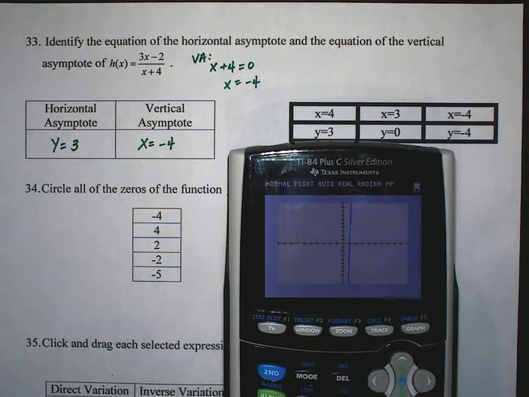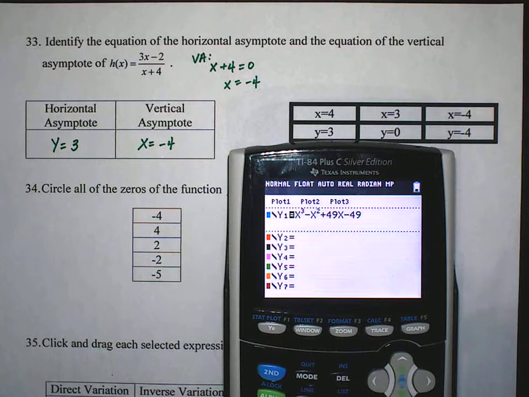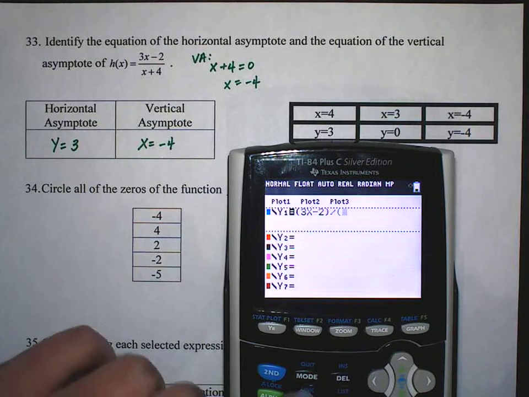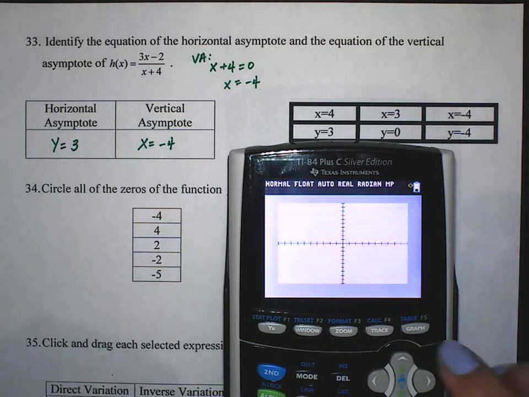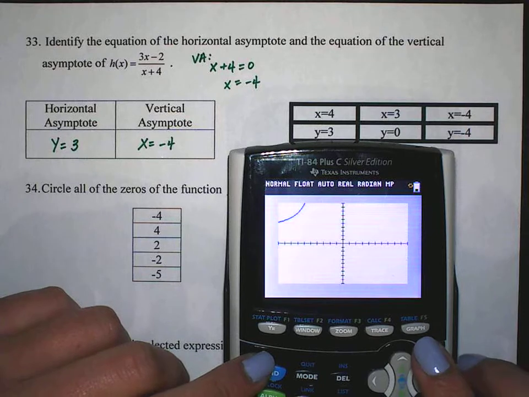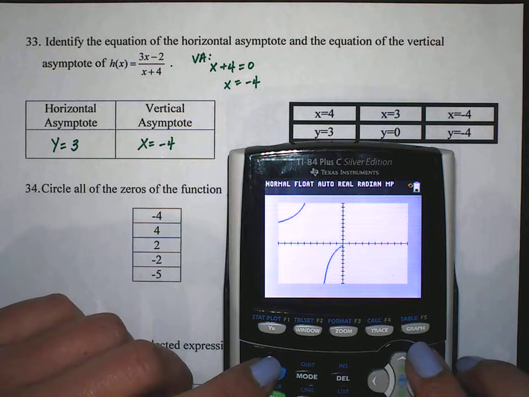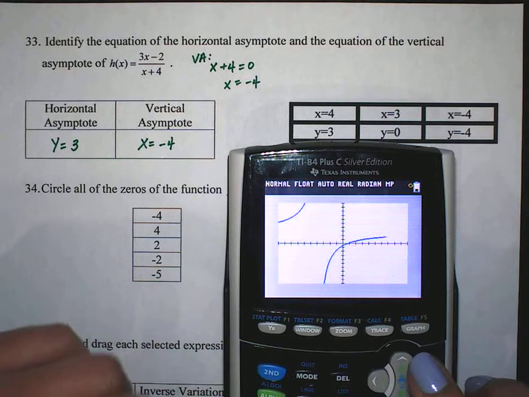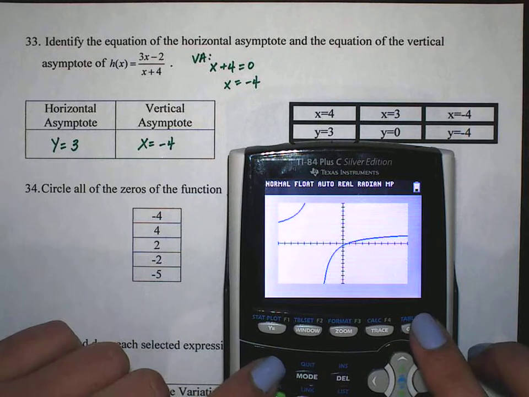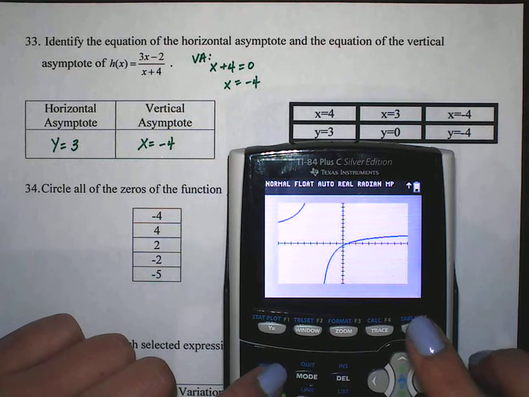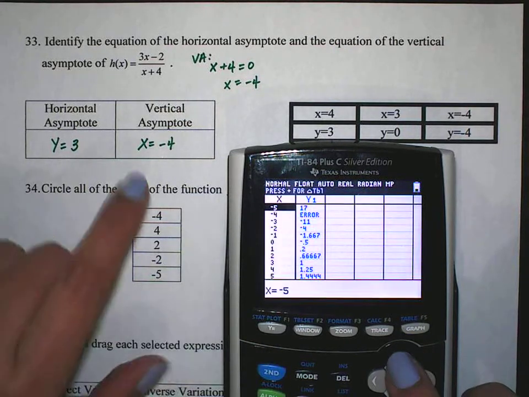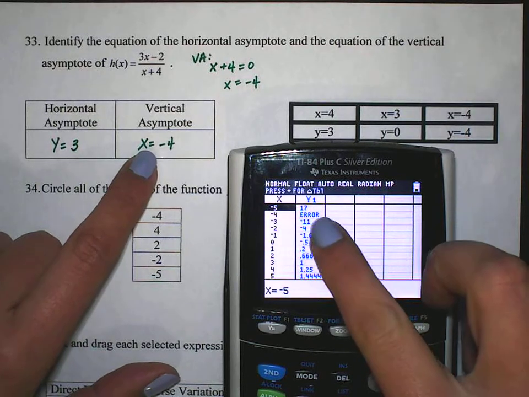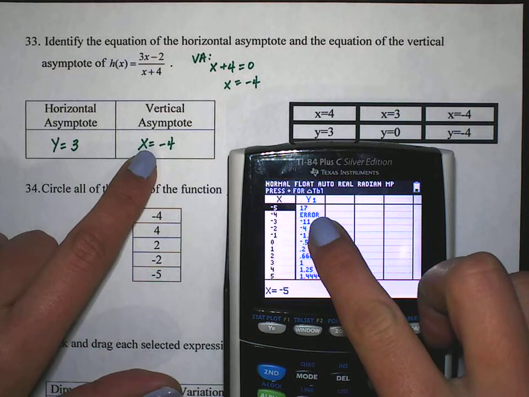If you want to double check your answer, just go ahead and plug it into your calculator. Okay, remember your VA is going to have an error on the bottom, or error in the y value. So let's take a look at -4. So there's that error sign.